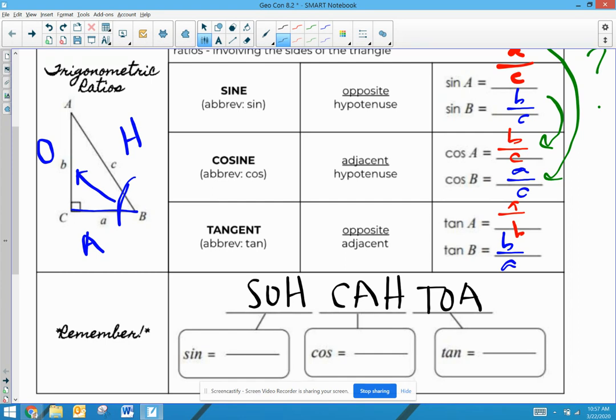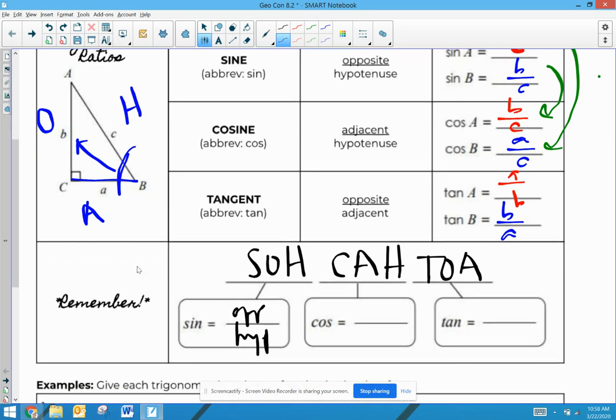But all that means is a way for you to just tell yourself which is which, because it's hard to remember all these ratios with these words. So SOH means that sine is the opposite over the hypotenuse. CAH, cosine is the adjacent side over the hypotenuse. And TOA, tangent, is the opposite over the adjacent. So we're going to use that to help us with these different problems.